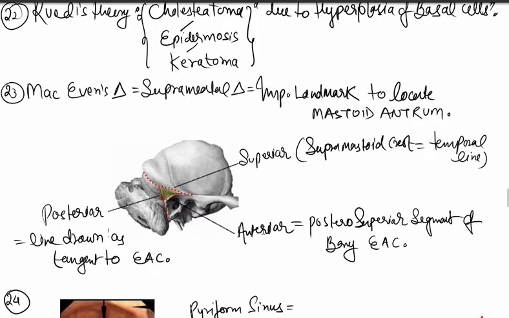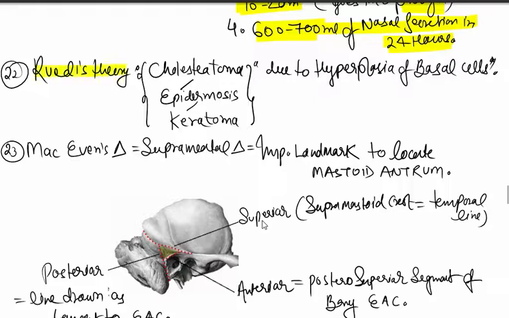Next one is the Rudy's theory. What is Rudy's theory? Rudy's theory is a hyperplastic of basal cell that causes कोलिएस्टोटोमा. इसको हम एपिडर्मोसिस भी बोलते हैं या फिर केराटोमा भी बोलते हैं.